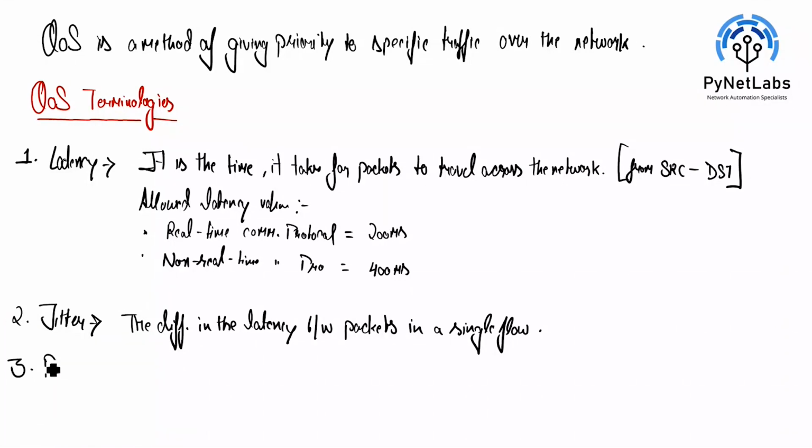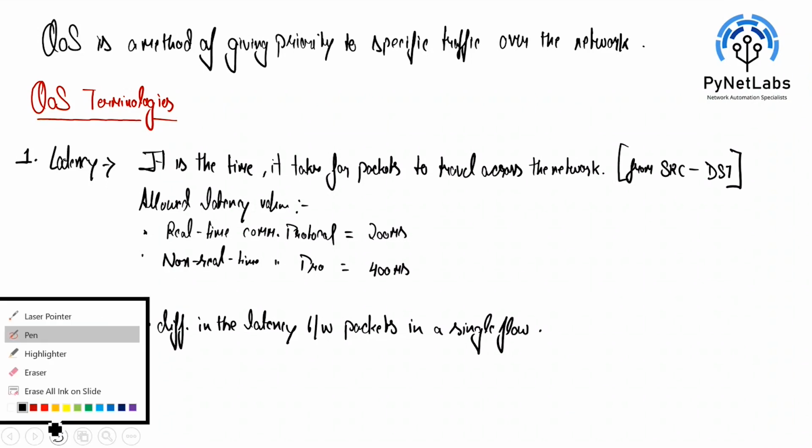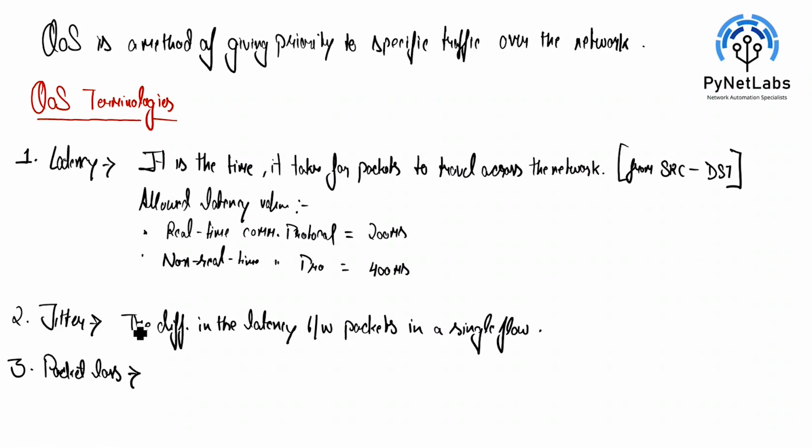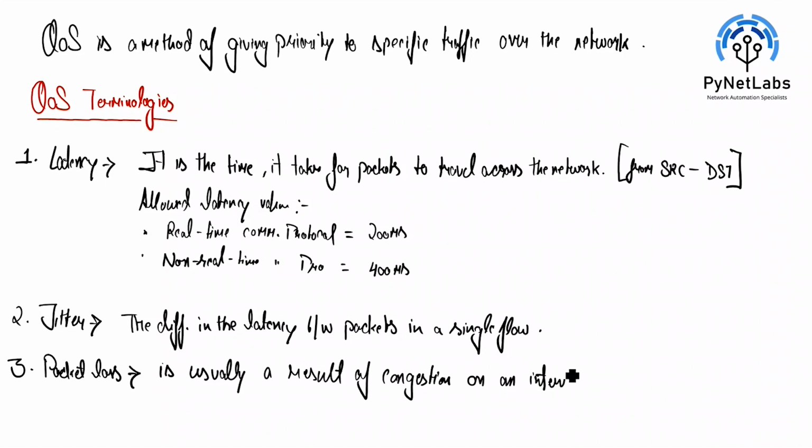The third one we have is packet loss. Packet loss is usually a result of congestion on a specific interface. Let me write that down: packet loss is usually a result of congestion on a specific interface. There are possible approaches to prevent this scenario, so that we do not face any packet loss inside our network or over the interface.